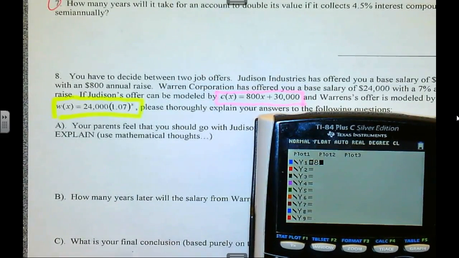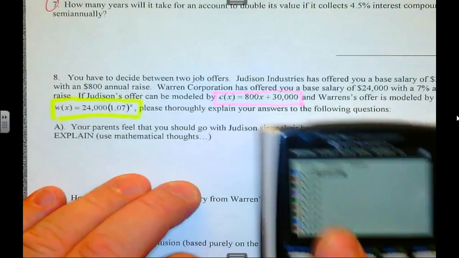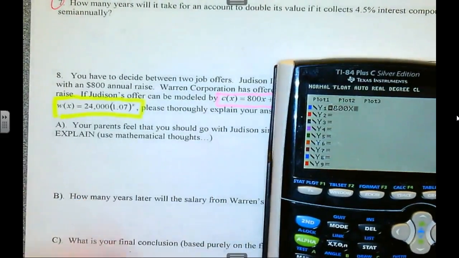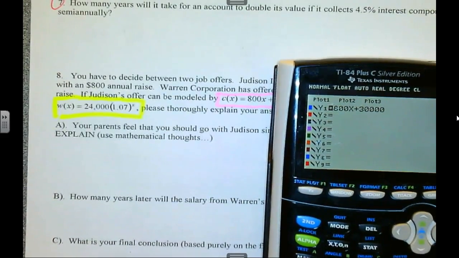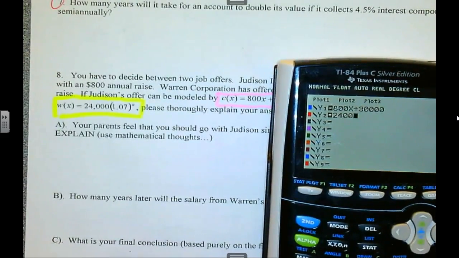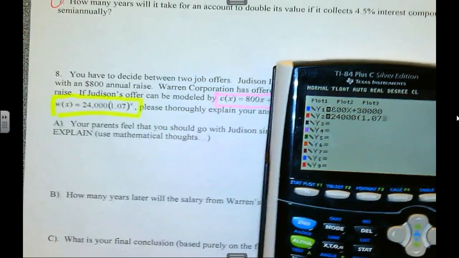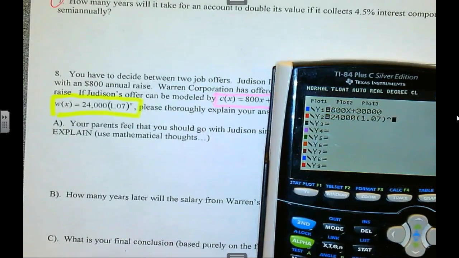See, I have 800x plus 30,000. And then in my y2, I'm going to put 24,000 times 1.07 raised to the x. Then I'm going to graph these.